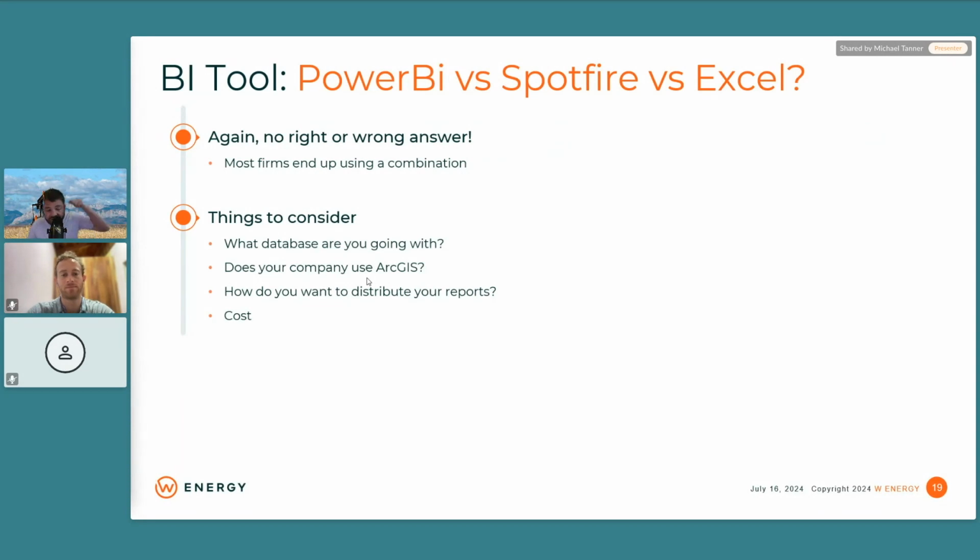Okay. There are a few things to consider. One, what database are you going with? Two, how intimate is your company using ArcGIS? And how do you want to distribute these reports? And then also cost. And we're going to actually walk through, just like we did with API access, the pros and cons of both. But Paul, is there anything I'm missing when it comes to BI tools? What have you seen in your experience?